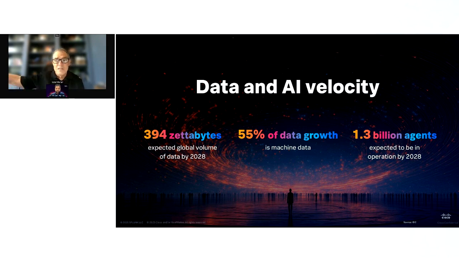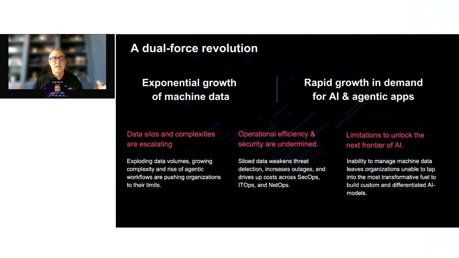As we see this dual-force revolution of exponential data growth and rapid demand in AI and agentic apps, there are some complexities that we see. For one, data silos and complexities are escalating. Data is everywhere, and there are growing complexities that arise because of agentic workflows and trying to find and get to that data. The other is operational efficiency and security around that data. We need to stay on top of that and make sure we're decreasing our outages instead of increasing them, which is what we see in a lot of cases.